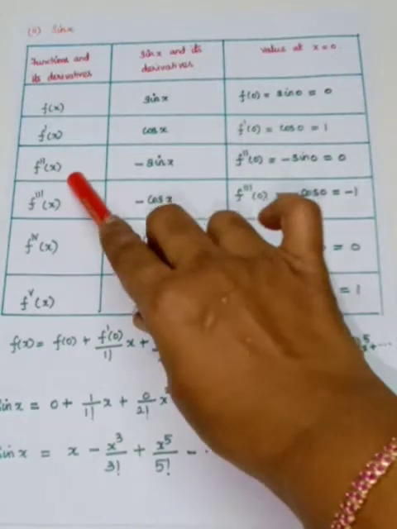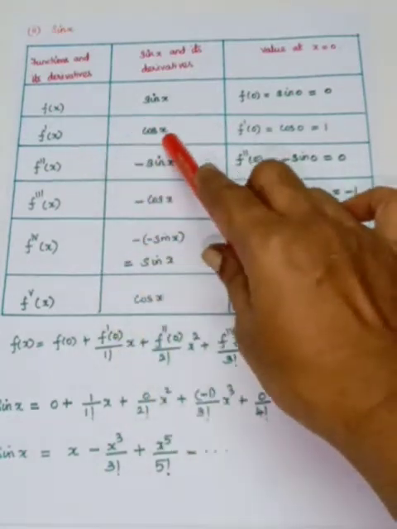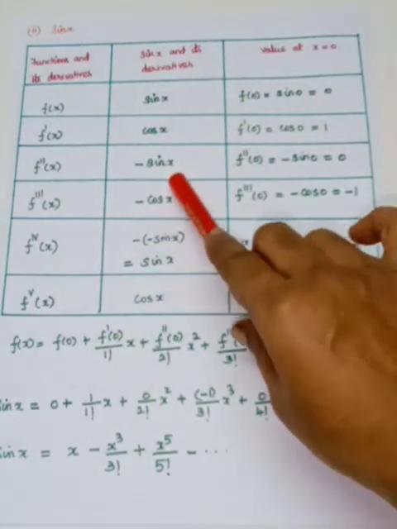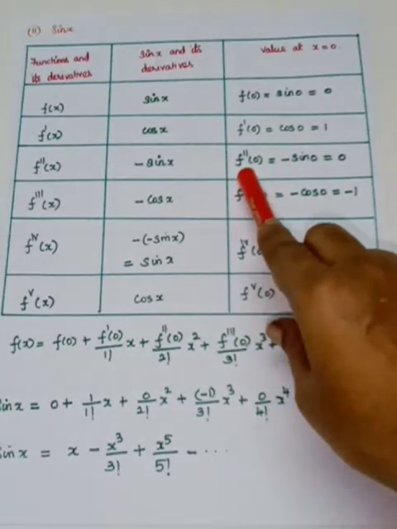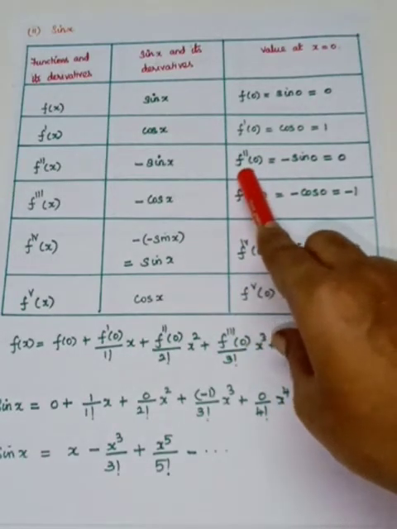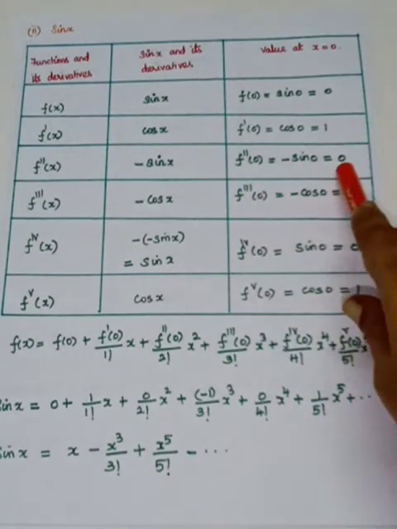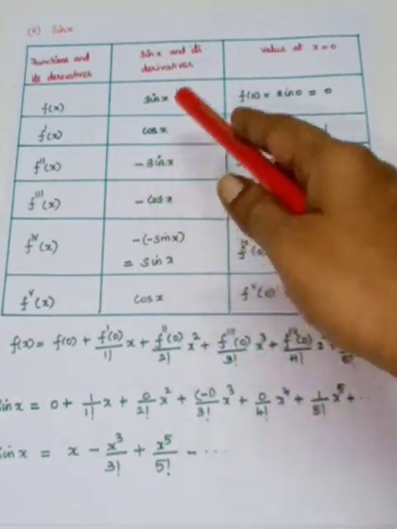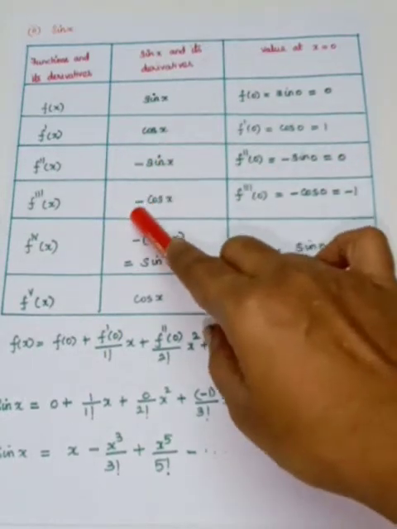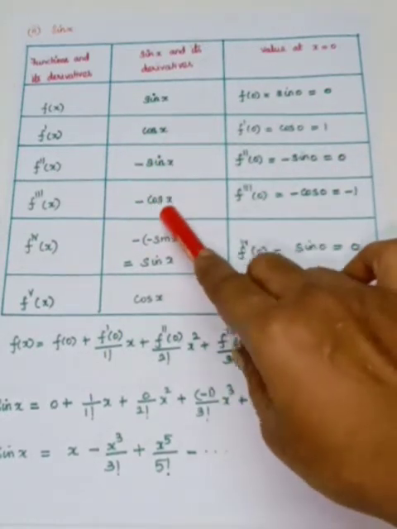The same way, go for f double dash of x. Cos x has to be differentiated, so that is minus sin x. If you substitute x as 0 in f double dash, you will get minus sin 0, that is equal to 0. And f triple dash of x: minus sin x has to be differentiated. So minus, you just write, the differentiation of sin x is cos x.